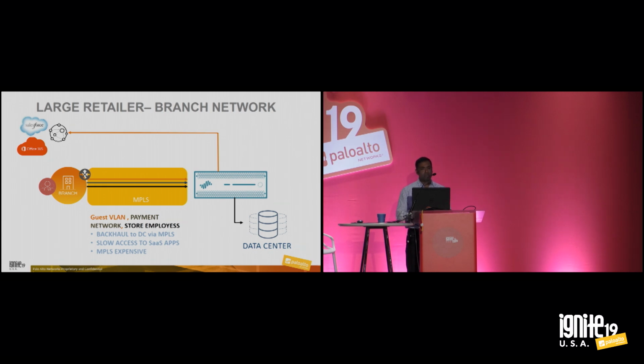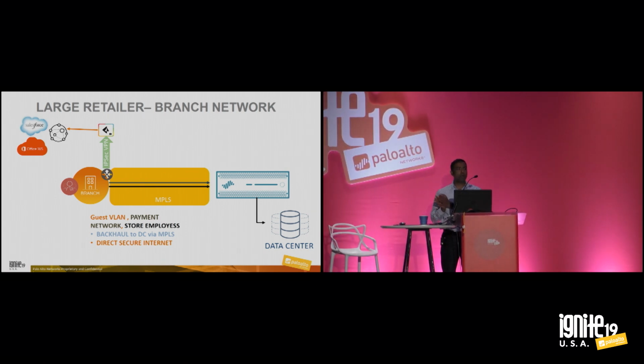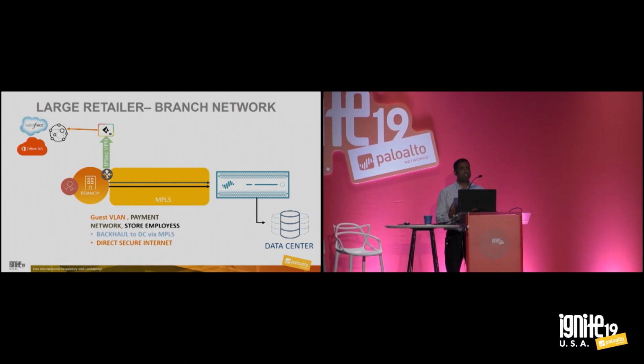And when they looked at the solution, they had three networks: a payment processing network, a guest VLAN, and also the store employees, right? And in the first pass, similar to the other companies, they created an IPsec site-to-site tunnel to Prisma Access, and they broke out the internet access through Prisma Access, going directly from the cloud to these applications. So now they were getting faster access to their business SaaS applications, which is Office 365 and SFDC, and they were getting the local benefit of it, right? But they still continued to use the MPLS to carry all the corporate traffic, right? This was the first pass that they did.